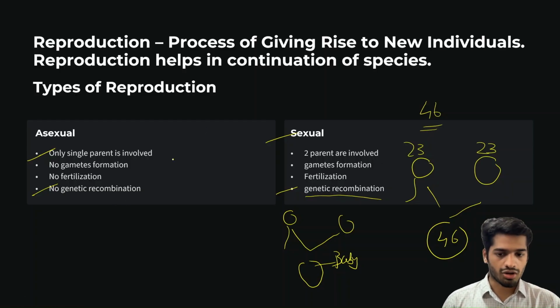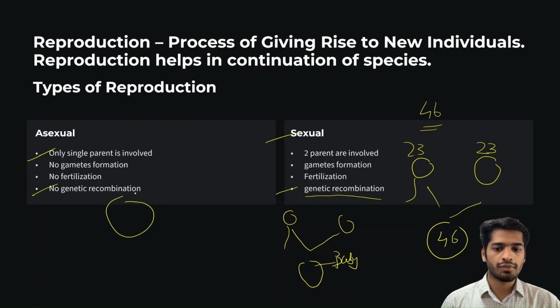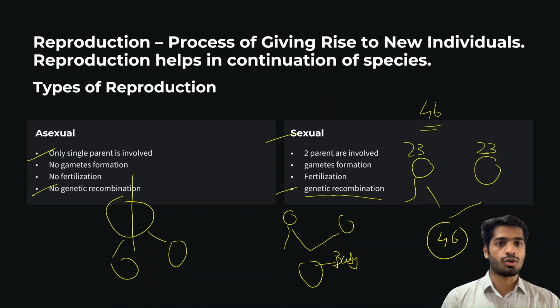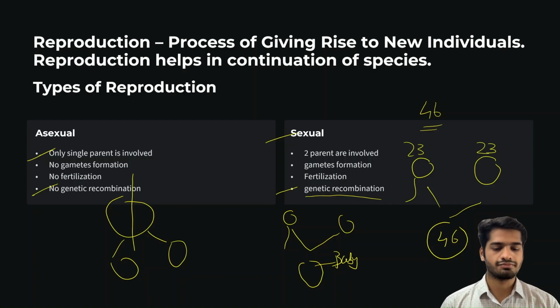So how does this reproduction occur? For example, there is going to be one single cell. If the cell wants to divide, it is simply going to split its body into two parts, and that's how we are going to get two new cells. So this is your asexual reproduction, a single cell which is going to form two new cells.